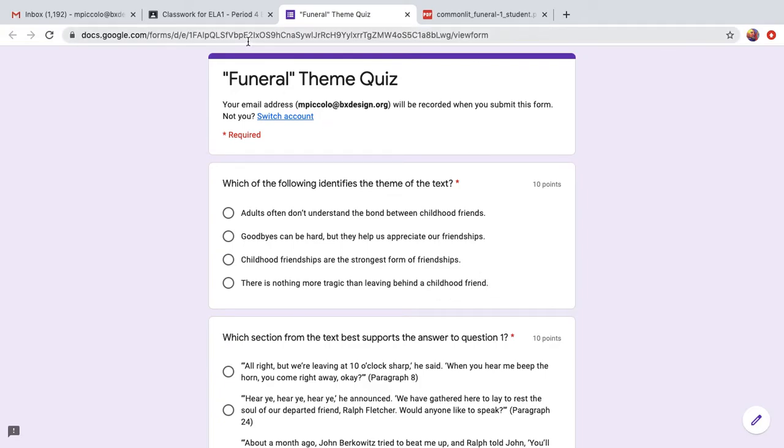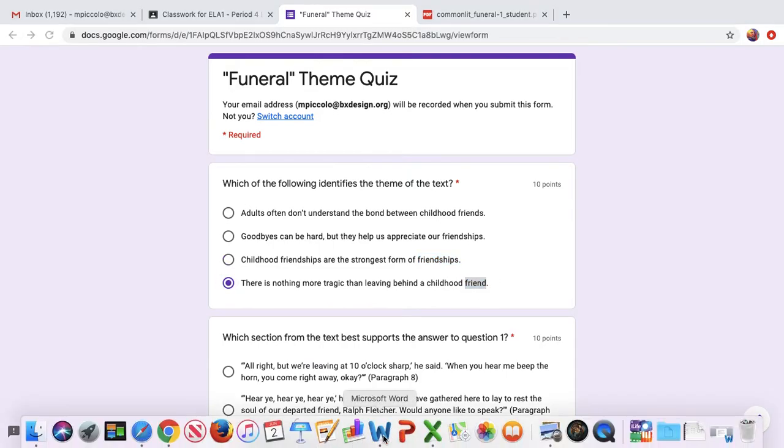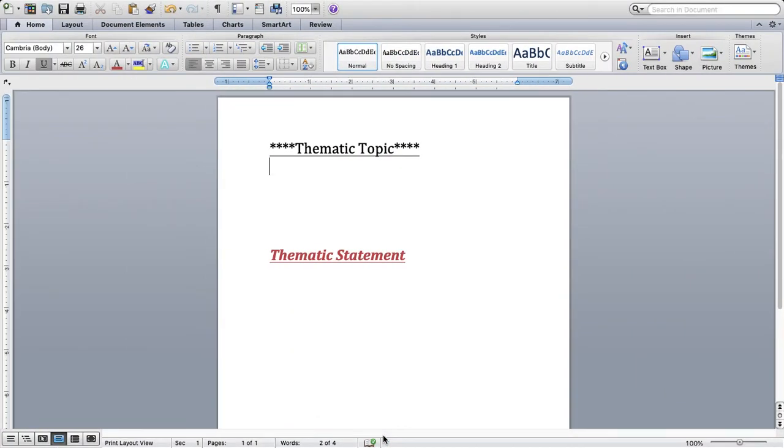So I know off the bat, just from the fact that the word friend or friendship appears like a million times here, that friendship is the thematic topic we're going to be dealing with. Now, there might be others in the story, but I know that we're primarily dealing with friendship, friends, childhood friends, right? These are all thematic topics.